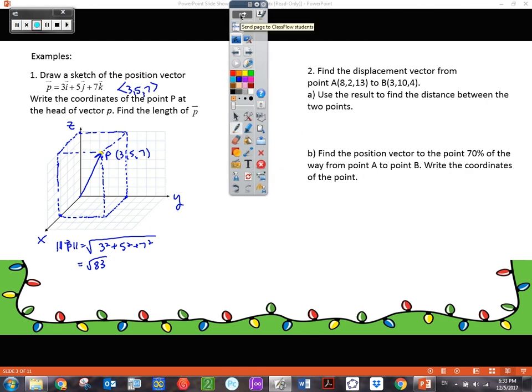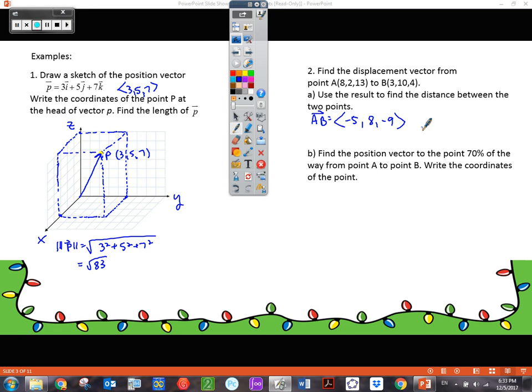So now we want to find the displacement vector from point A to point B. They've given us the coordinates of those points, and we use the result to find the distance between the 2 points. Basically they're just asking us to take these 2 points and write a vector. That's all they're asking us to do. So the displacement vector, vector AB, would be end minus beginning. 3 minus 8 would give us a negative 5. And then 10 minus 2 would give us an 8. And 4 minus 13 would give us a negative 9. So that's what they're asking us to do.